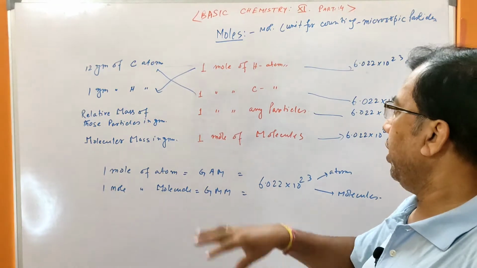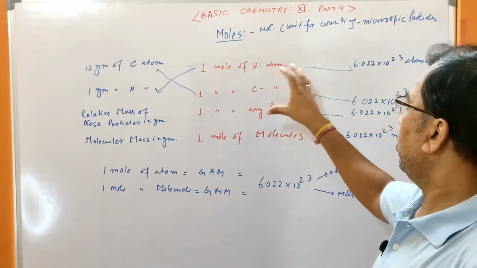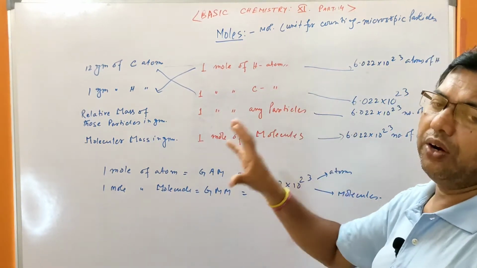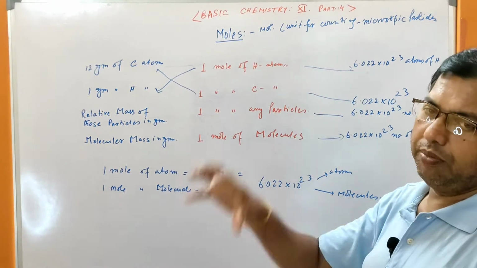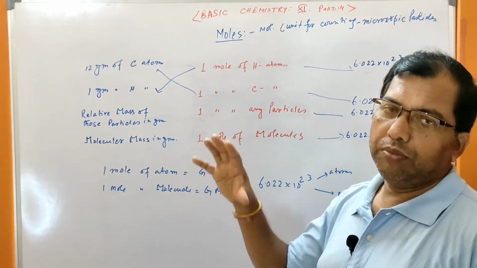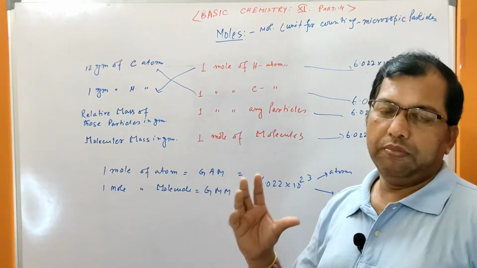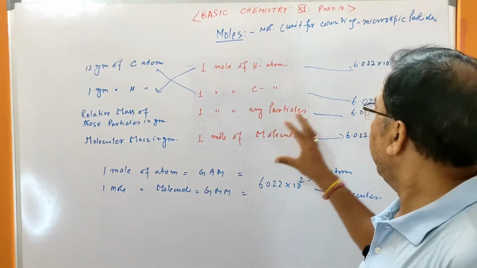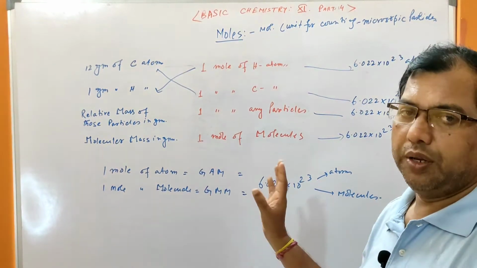The 1 mole of any atoms, molecules, particles, ions, all have the same number of ions, atoms, particles, molecules. Okay, this concept you must remember.